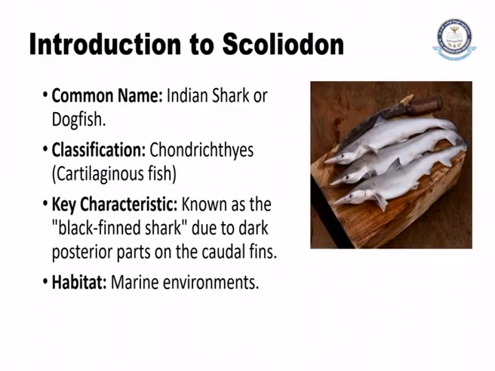It is also called as Indian shark, also called as a dogfish, and it is nothing but a cartilaginous fish. The key features are, it is known as the black finned shark because the posterior portion of the fish is dark grey in color. So, it is called as dark finned shark. Then where it resides means it occurs in the marine environments or marine waters.